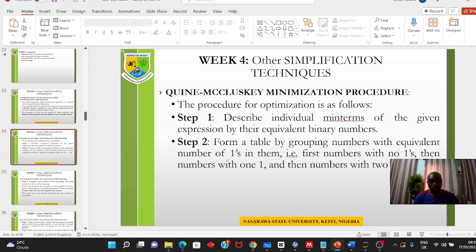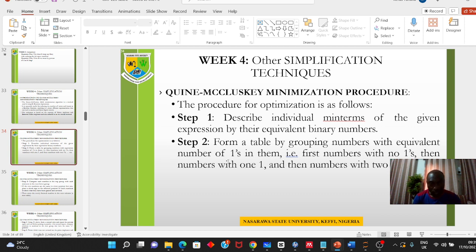In step two, we are going to form a table by grouping numbers with an equivalent number of ones in them. That is, you might have a situation where you will not have ones based on what is given. So we have a group of no ones, that's a group of zero. Then we have the group of ones, that is where we have ones appearing. And then a group of two ones, three ones, four ones, depending on the number of ones present in the given problem, right?